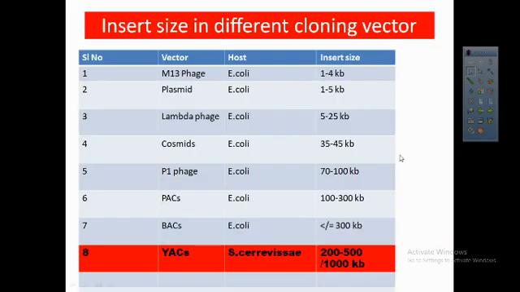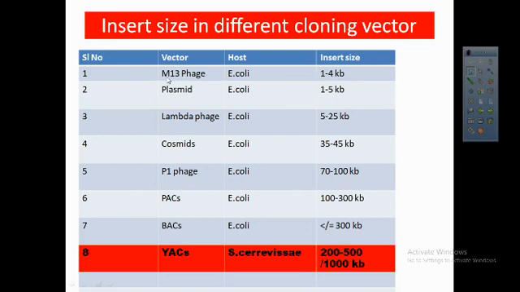Our purpose is to clone the DNA, but there are always limitations. If the size of the DNA increases, then you have to switch over to some other cloning vectors. Here is a list of the vectors, which are introduced into the host cells, and the sizes they can carry.